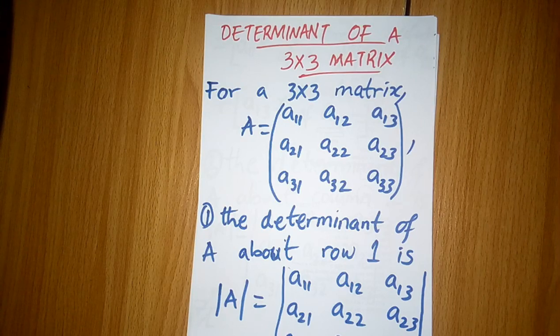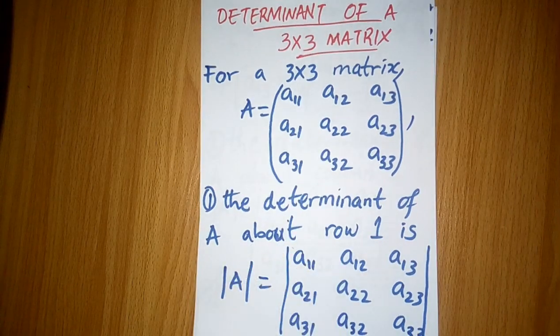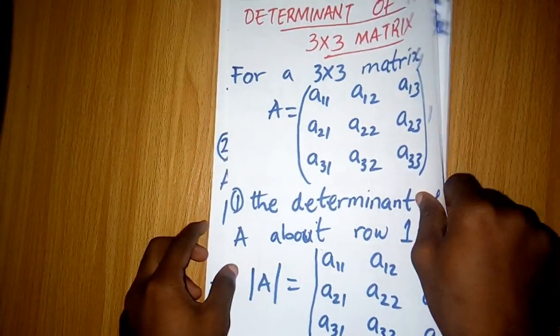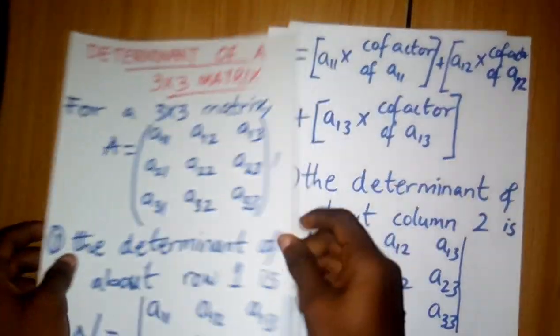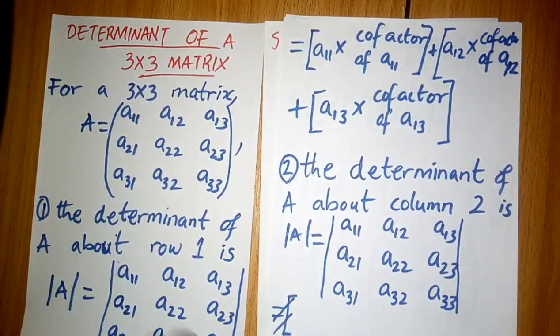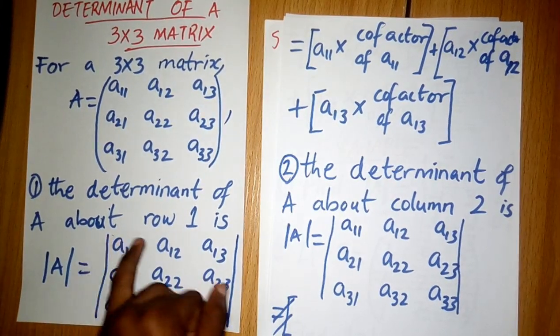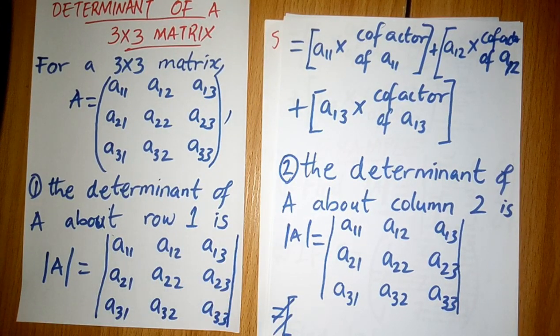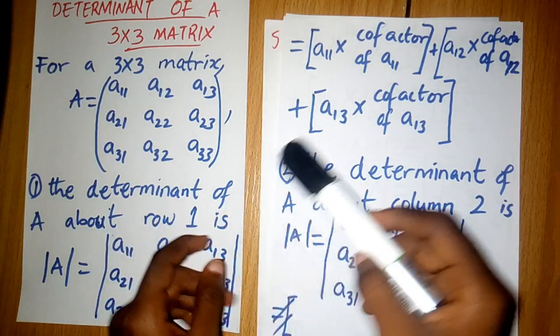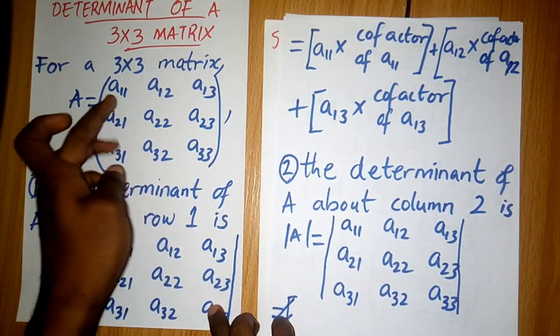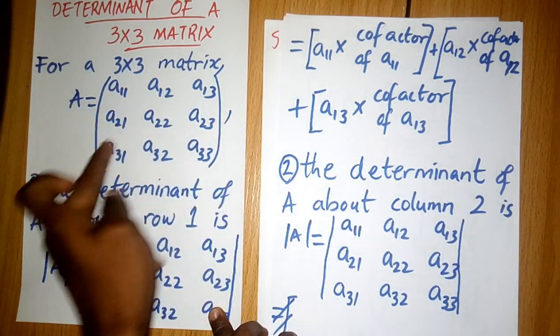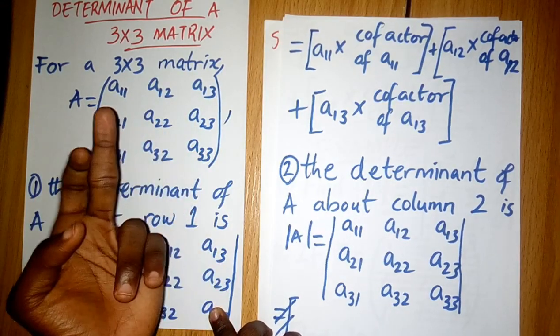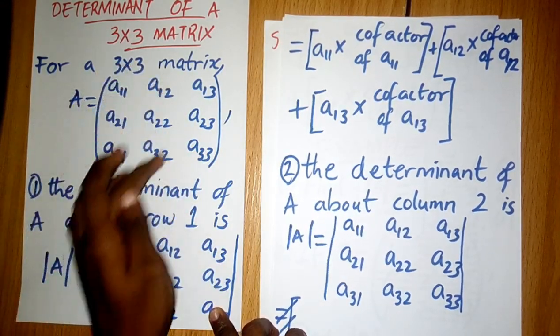That's for maths. Okay, so for a 3 by 3 matrix, the determinant of A about row 1 is, so if you have a 3 by 3 matrix A, now we want to look at the determinant of A. The one thing we should note is that we can take the determinant for a 3 by 3 matrix about here, about here, or about here, and they'll still give us the same answer, and the same with this and this.